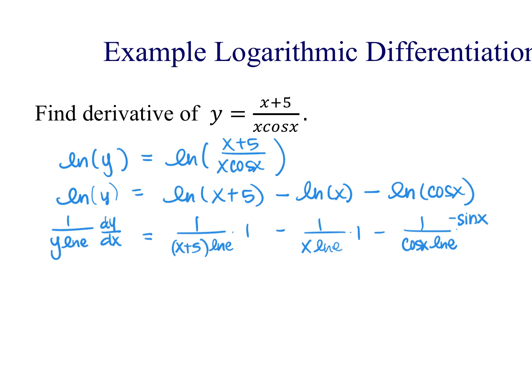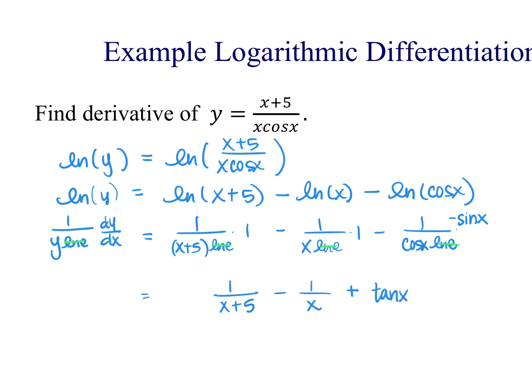So all my ln's will be 1, of course. So I'll have 1 over x plus 5 minus 1 over x. The last term is interesting. Is the last term going to be addition or subtraction? Addition. And what will the numerator be? Sine. And what will the denominator be? Cosine, which could also be written as tangent x.